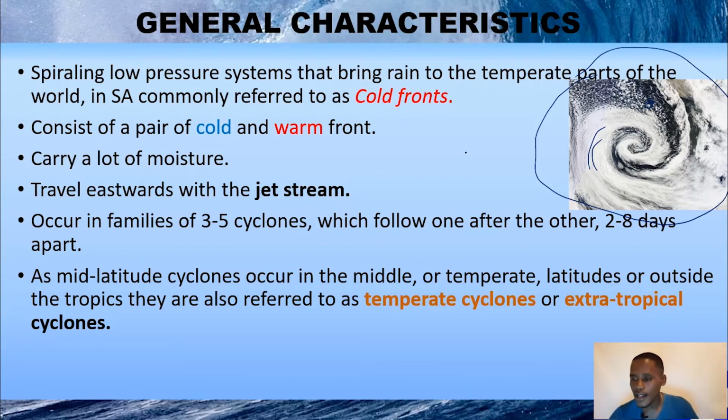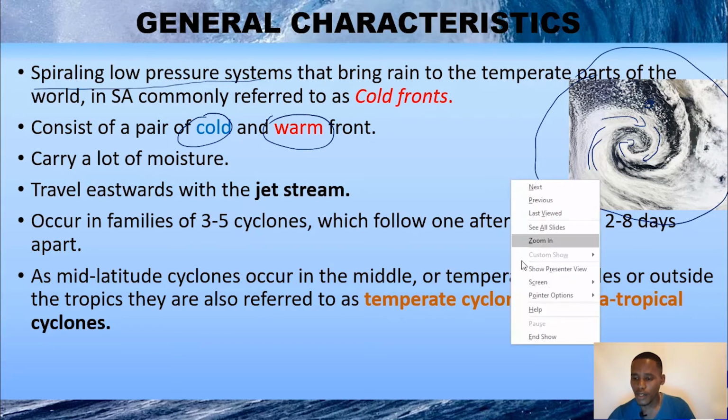Another thing you can take from this image is that it is circulating clockwise, which means that this cyclone is within the southern hemisphere. As you can see in the description here, these are spiraling low pressure systems, rotating pressure systems. Moving on, they consist of a pair of a cold and a warm front.